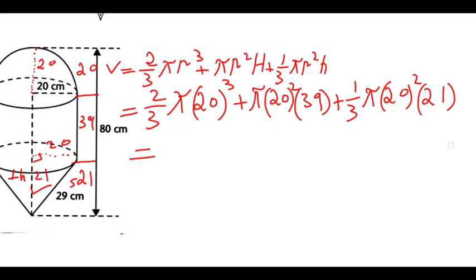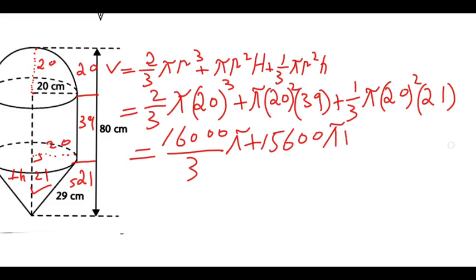Now I'm going to use my calculator. This is going to be 16,000 over 3 pi plus 15,600 pi plus 2,800 pi. I use my calculator.